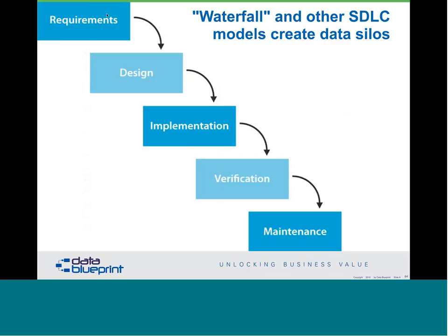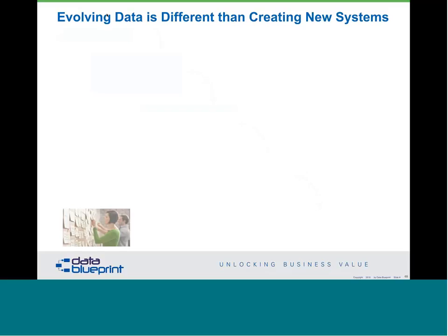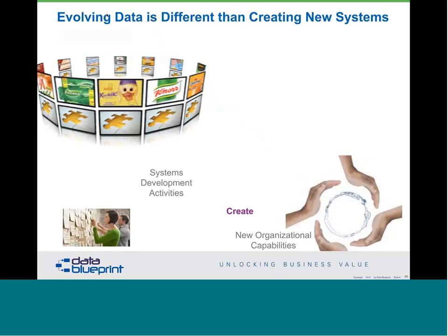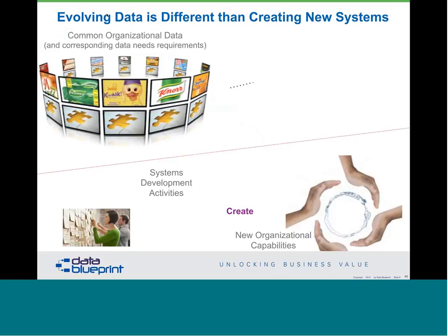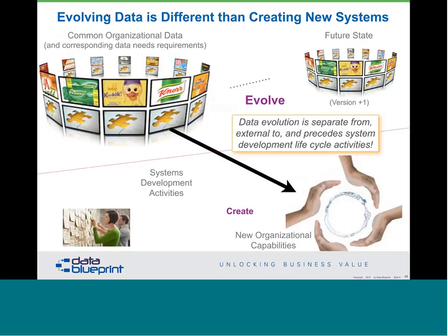IT projects follow a waterfall or an agile model in order to create this, and they create more data silos. They say we can develop the software and we can develop the data within the confines of a project. The problem is that evolving data is different than creating systems. Again, if we consider data as our sole non-depletable, non-degrading, durable strategic asset, this means that we have to understand that data systems evolve as opposed to making them create. And that there has to be a natural sequencing here where data evolution is separated from, external to, and precedes these system development life cycles.